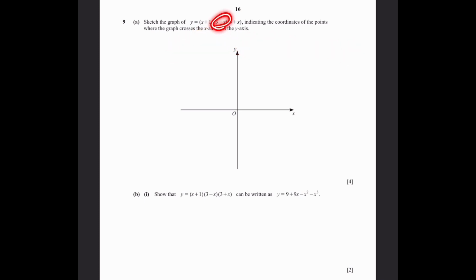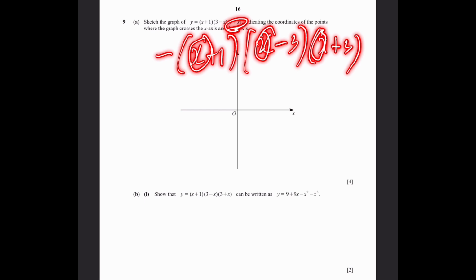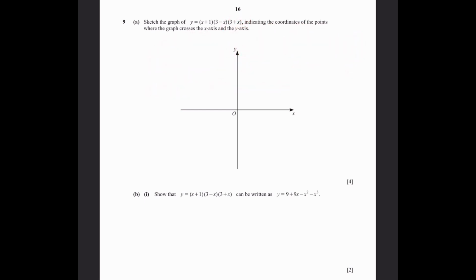So we can write 3 minus x as negative of x minus 3. So this whole equation will be minus of x plus 1 times x minus 3 times x plus 3, because 3 plus x is the same as x plus 3. And if we simplify this, this first term will be negative when you multiply all this, since there's a negative in front. So minus x cubed, and there'll be more stuff after that. So this graph will have a shape like this. It'll come from above, and then it'll have a turning point minimum, and then it'll have a maximum, and then go down again.